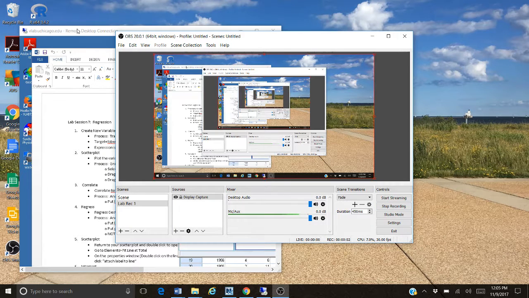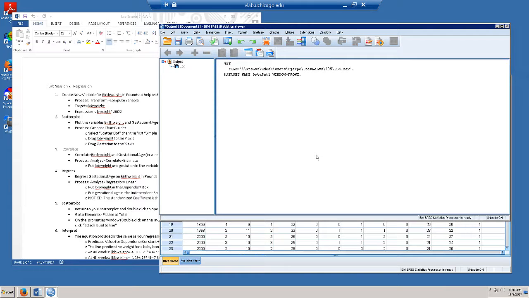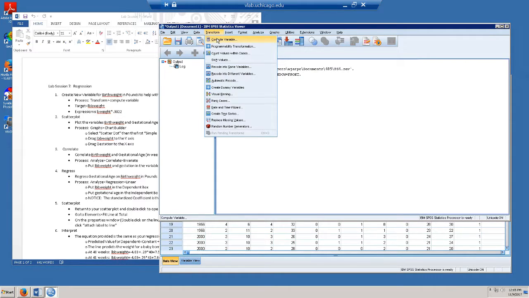So this week we are going to pick up where we left off last week and start going into our regression. So the first thing that I want to do, though, is make another variable. That's always what we have to do. And this is just to help us with interpretation a little bit. I'm going to have us convert the birth weight variable from grams to pounds. So we're going to go to transform, compute variable.